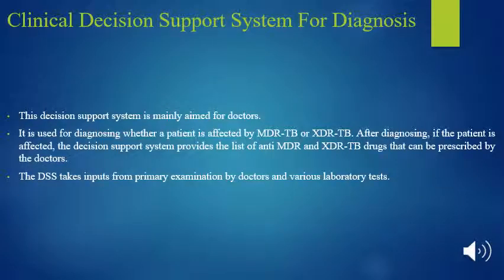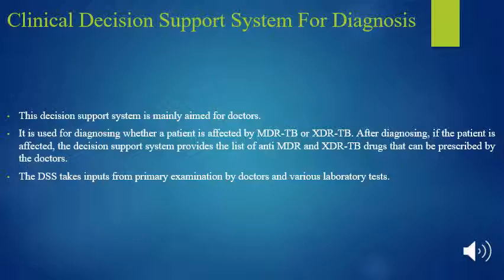As we know, it is extremely difficult to diagnose MDR-TB and XDR-TB even with modern day technologies and laboratory tests. So it is essential to develop new tools to diagnose as well as provide valuable information such as anti-TB drugs to cure MDR-TB and XDR-TB. I have designed a clinical decision support system which is mainly aimed at doctors. This clinical decision support system is used for diagnosing whether a patient is affected by MDR-TB or XDR-TB. After diagnosing if the patient is affected, the decision support system provides a list of anti-MDR and XDR-TB drugs that can be prescribed by the doctors.